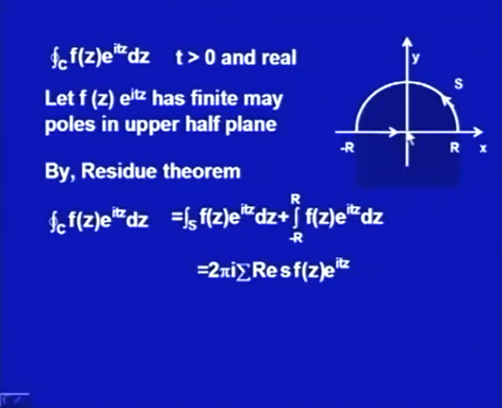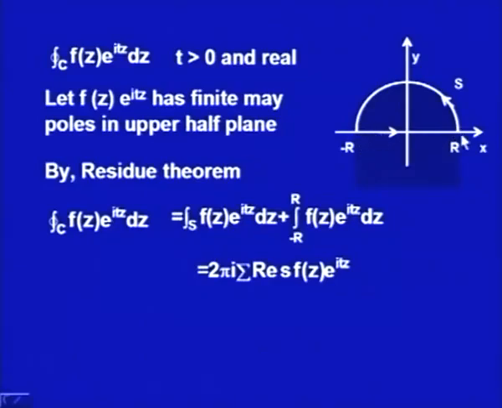R is chosen so large that all the poles of the function f(z) e^(itz) are interior to this semicircle, and we are choosing the other boundary as the real line from minus r to plus r. As in the previous method, we write this by the residue theorem. Now, as in the previous method, if I treat this integral from minus r to plus r of f(z) e^(itz) dz, we see this is on the real line.